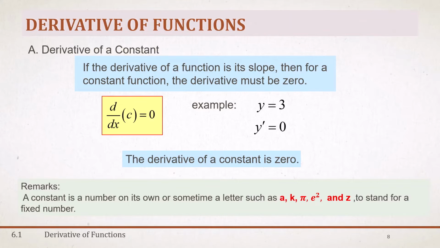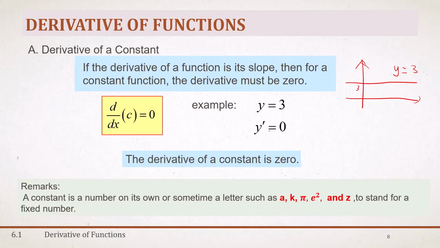Okay, now we move into the first part of our derivations. We would like to differentiate a constant. Over here, there is a note saying that for a constant function, the derivative must be 0. For example, if you have an equation for a line y equals 3, the slope of this y equals 3 is always 0.